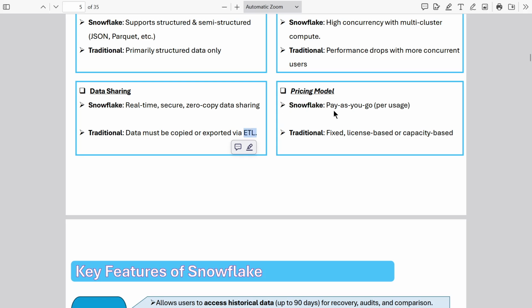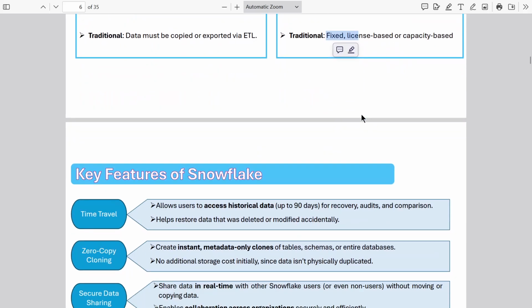So the pricing model is pay as you go, as I already told you. And in traditional, it was fixed, license based, capacity based. You have to pre-plan how much you are going to use, so it was fixed and all the things. But in this, pay as you go service is available.